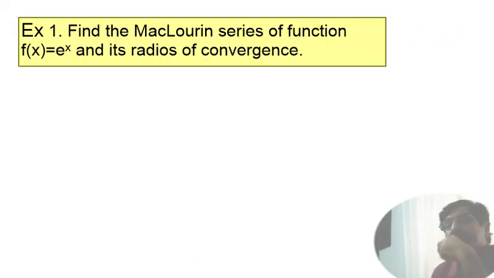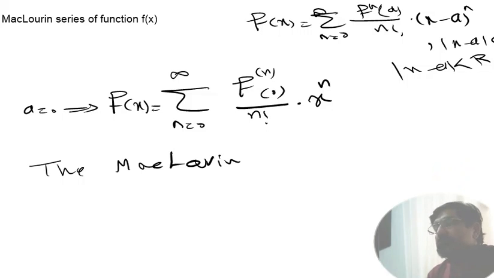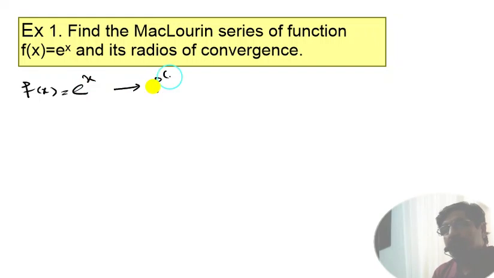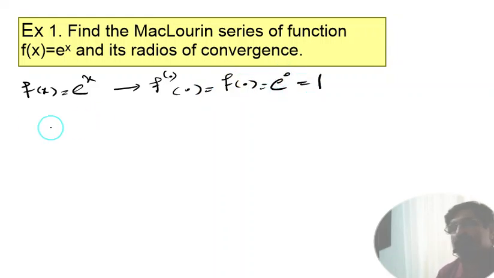Example 1. Find the Maclaurin series of function f(x) equals e to the power of x and its radius of convergence. R in this inequality is named the radius of convergence. f(x) is e to the power of x, so the zeroth derivative of f at 0 is f(0), e to the power of 0, that is 1.